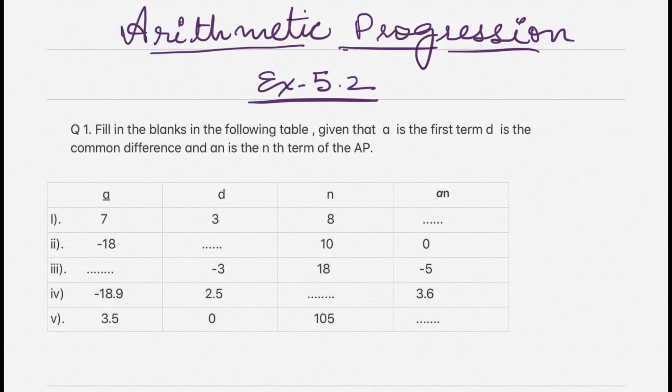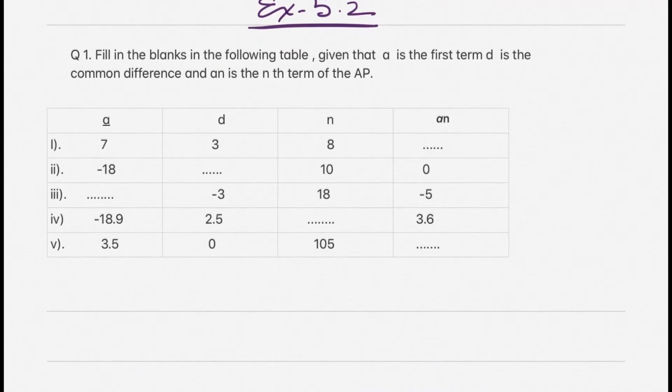Okay guys, so we have finished exercise 5.1 in the last video, and we are continuing with the arithmetic progression chapter. So exercise 5.2 now, and in this, question 1 says fill in the blanks in the following table, given that a is the first term, d is the common difference and an is the nth term of the AP. So we are given a table in which one of the things is not given, either a or d or n or the nth term. So we have to find it out.